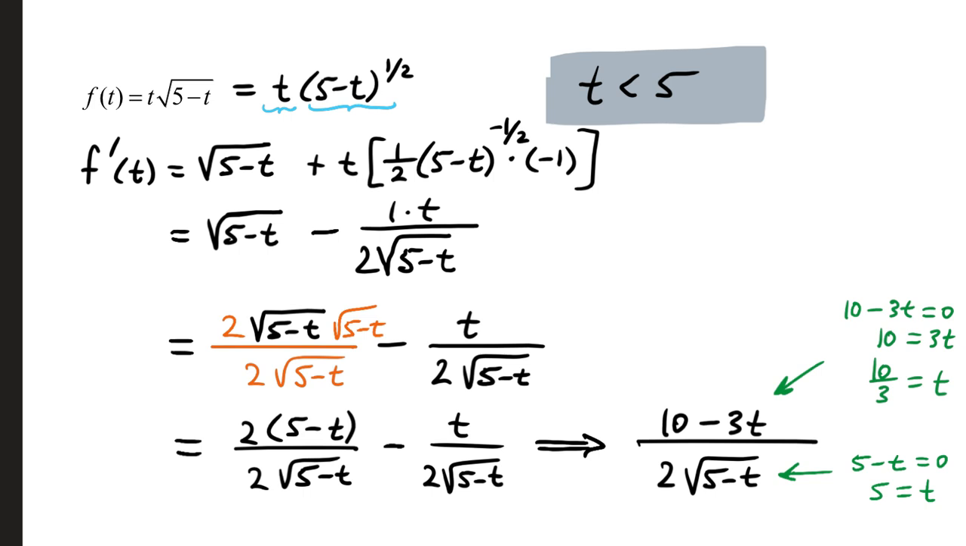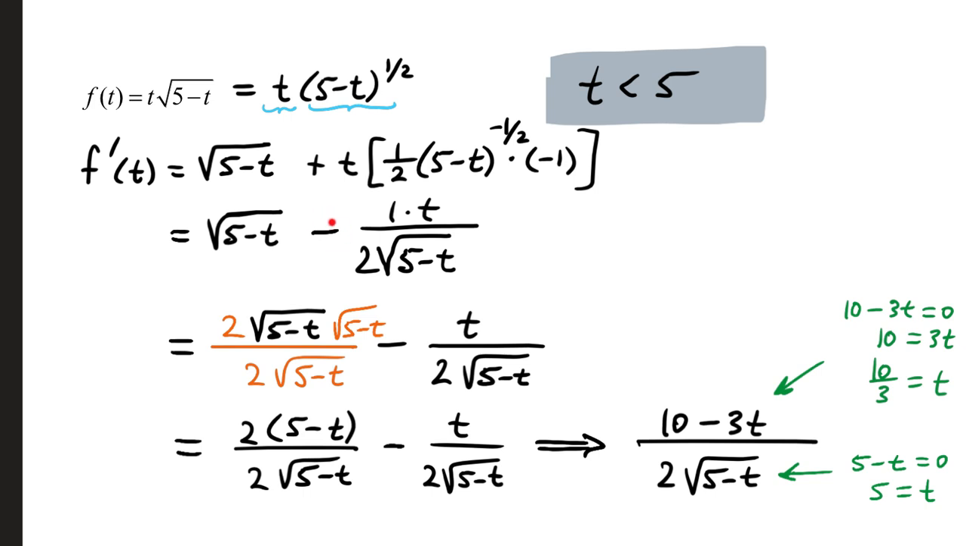Doing some rewriting, all of this stuff in the back, this negative 1 times t, that's a negative t. I left this 1 here as a placeholder. The 2 goes to the denominator. This 5 minus t to the negative half, if I carry it to the denominator and change it back to a square root, that gives me a square root of 5 minus t in the denominator.